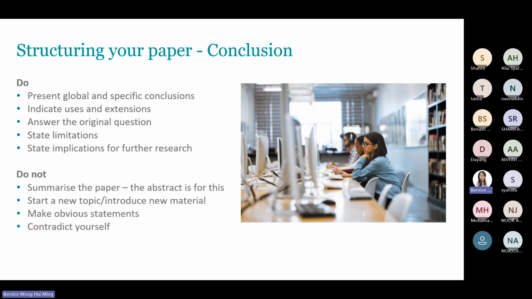So next, conclusion. Do present global and specific conclusions, indicate uses and extensions, answer the original question, state limitations if there are any, and state implications for future research. Please do not summarize the paper; the abstract is for this. Do not start a new topic, introduce new material, make obvious statements, or contradict yourself.